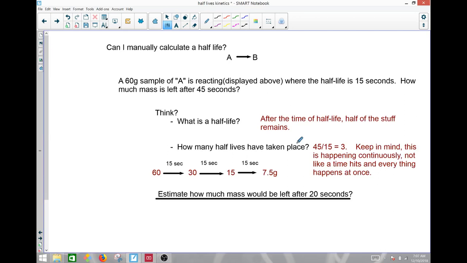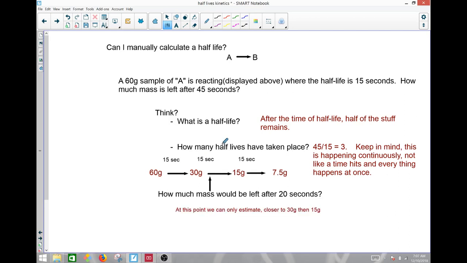All right, so estimate how much would be left after 20 seconds. If this guy is 15 and this guy is 30, we're someplace in the middle here, and you should be able to get some rough estimate. At this point, we could only estimate that it is 30 grams, closer to 30 than 15. It's not a linear relationship, so keep that in mind. It's not right in the middle or whatever. All right, let's move along.